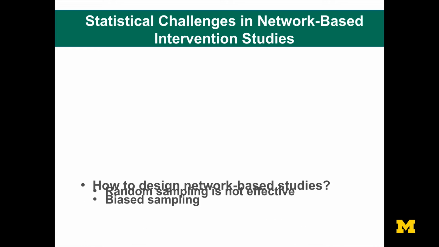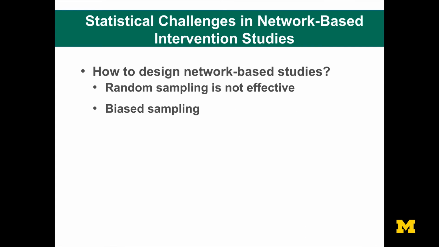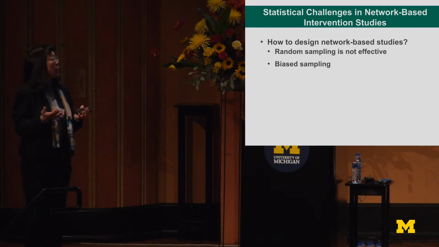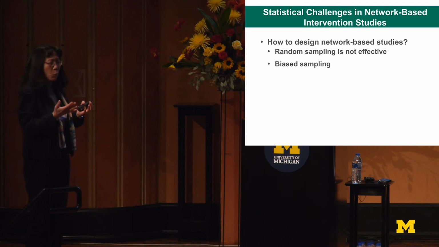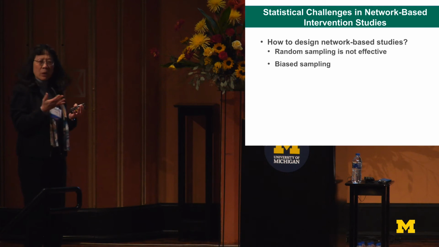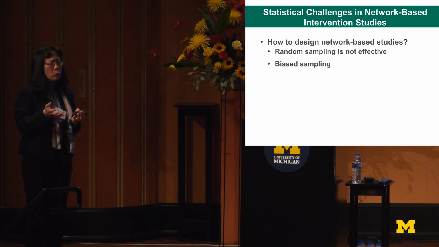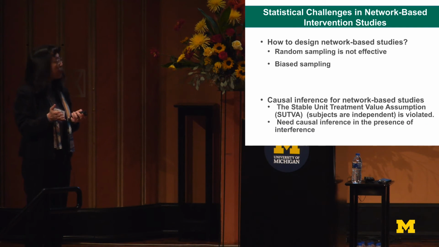This also presents challenges about analysis, about statistical inference. For example, how can we do designs in this situation? How can we design a network-based study? How can we know random sampling is not effective, but if I want to do a randomized clinical trial based on the network, how can we do random sampling? And how can we avoid biased sampling?